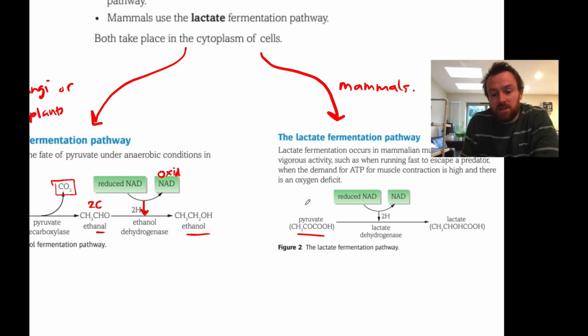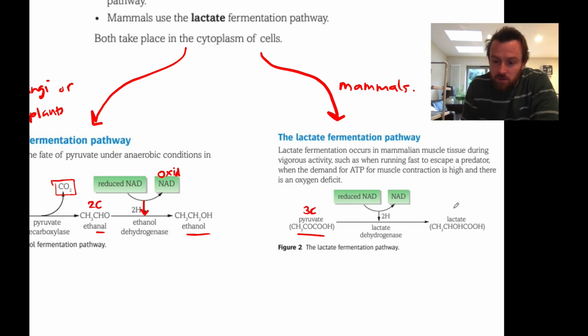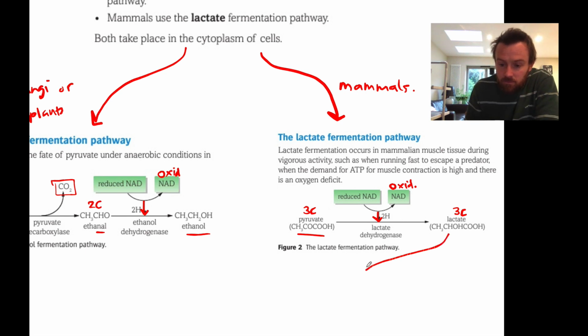Lactate fermentation, similar thing. We have pyruvate, 3-carbon, but in this case, the 3-carbon molecule just directly takes the hydrogens. We don't have the carbon removed, giving CO2. So then we have lactate, which is the reduced molecule, and we have oxidized NAD regenerated again. Problem solved. Now, one extra thing that you need to know is that lactate can be used later.